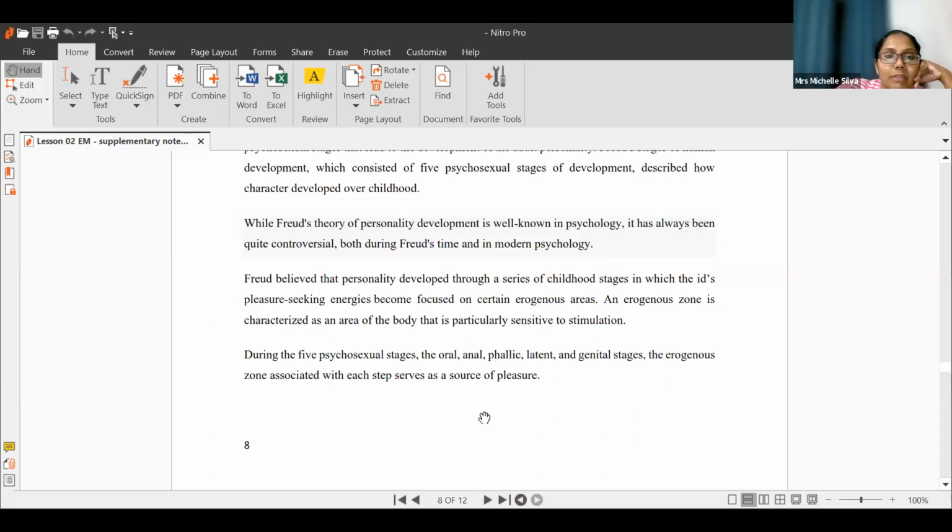Sigmund Freud believed that personality developed through a series of childhood stages in which the id's pleasure-seeking energies become focused on certain erogenous areas. An erogenous zone is an area of the body that is particularly sensitive to stimulation. In the oral stage, the erogenous zone is the mouth; in the anal stage, it is the anus. Likewise, during the 5 psychosexual stages, the oral, anal, phallic, latent and genital stages, the erogenous zone associated with each stage serves as a source of pleasure.